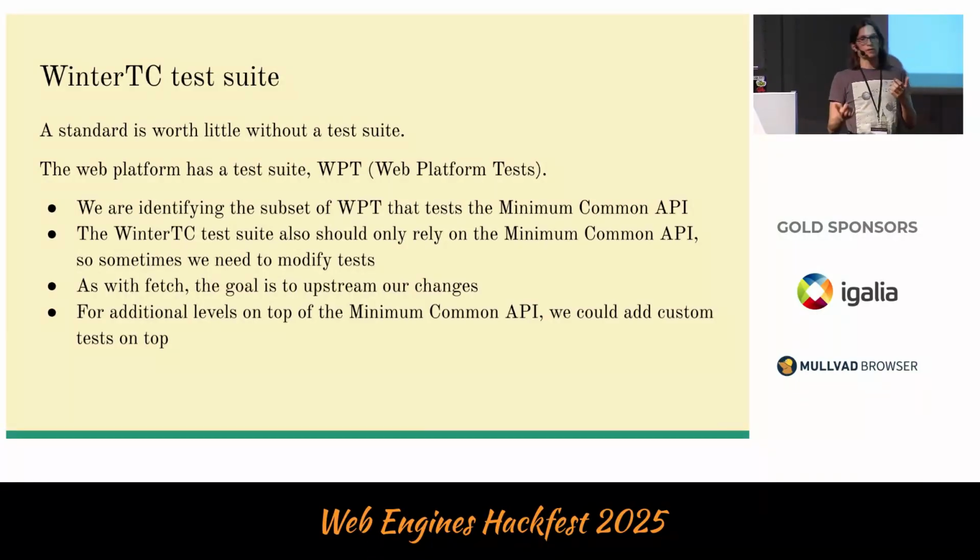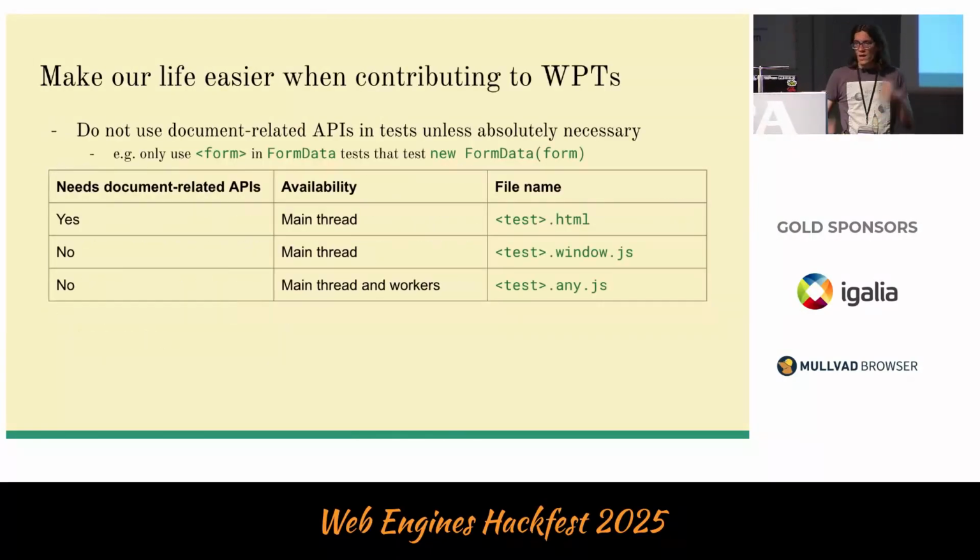And for the additional levels that we mentioned earlier, on top of the minimum common API, like file system level, socket, servers level, and so on, for file system it depends, but for CLI we would definitely have to add custom tests on top, specific tests that we identify that would be on top of that.